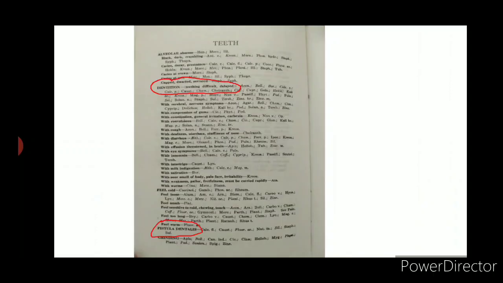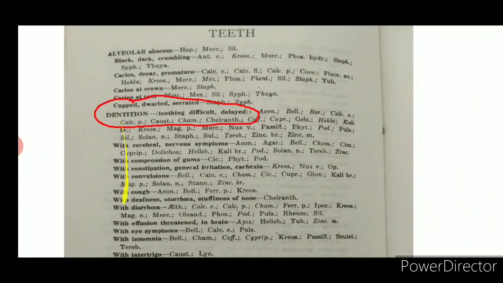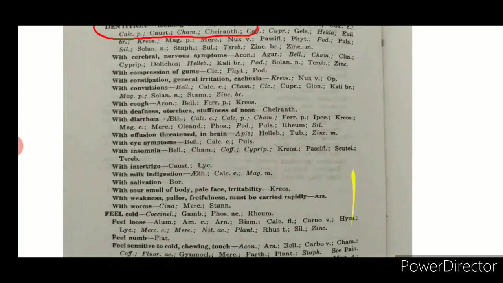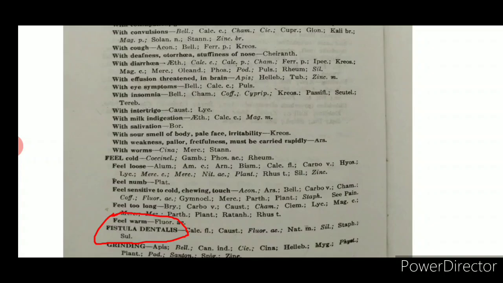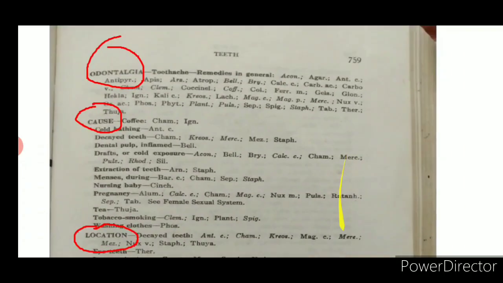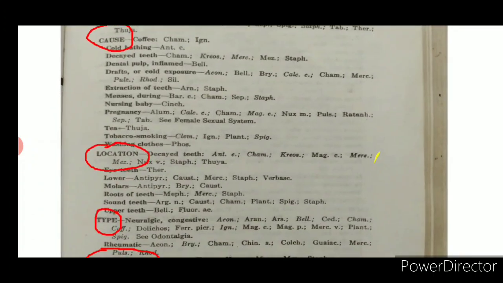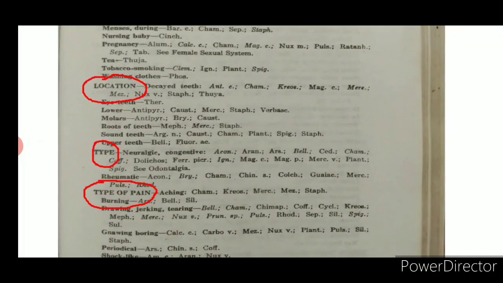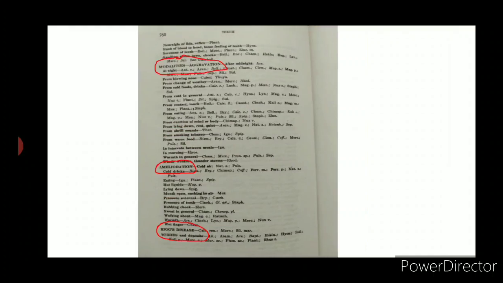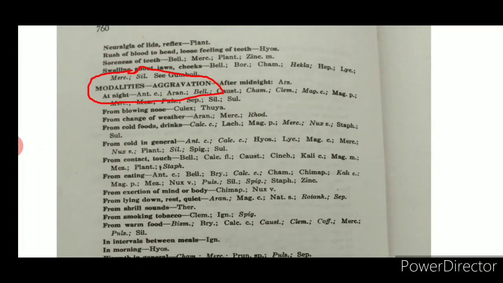When you see the teeth chapter, it starts with alveolar abscess. Then we have different rubrics of dentition, fistula dentalis, and we have the odontalgia rubric, toothache, where again we have the same representation: the cause, location, type of pain, and concomitants. Again the modalities, amelioration, etc.